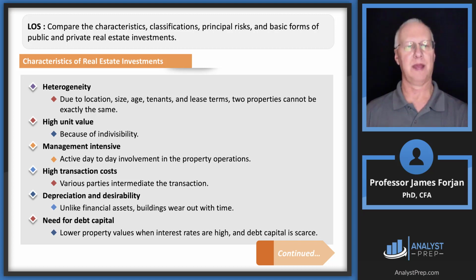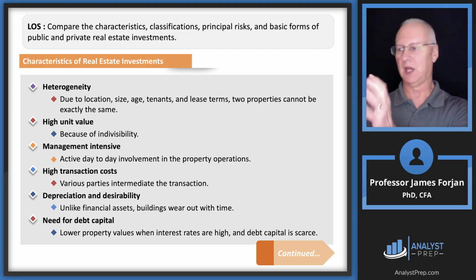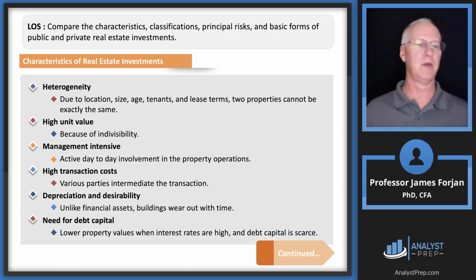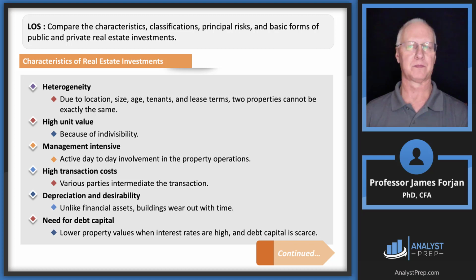High unit value, management intensive, high transaction costs. Those make lots of sense, because if we're managing this particular apartment building and somebody else is managing that particular apartment building right across the street, well, they're going to have differences, because you can't chop them. They're indivisible. I mean, people try to chop them into different things, but it's not always easy or efficient. And then, of course, the plumbing is going to go, the air conditioner is going to go, and you'll have to have active and intensive management. And that leads directly into high transaction costs, not only in the operations, but especially when we're buying or selling or leasing or renting.